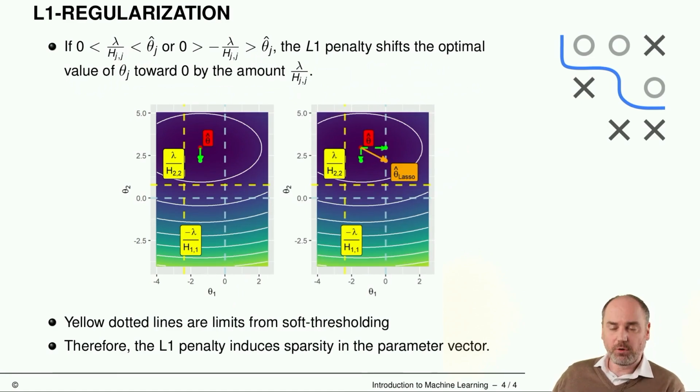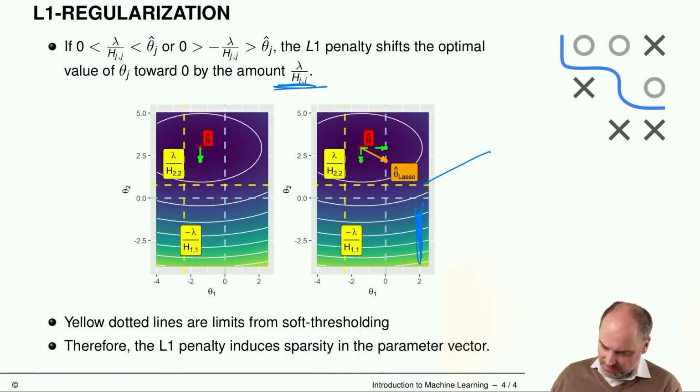And then we do that also for the second direction. Here we have a different capital H value. It is now larger because loss along this direction changes more quickly. So this is a more interesting direction for optimization. Because of this, we are now actually outside of these bounds, which means we do not shrink completely to zero, but we just shrink by this amount here, okay?